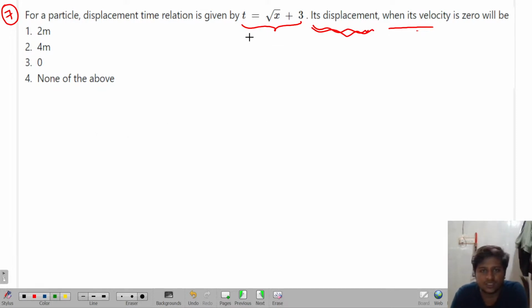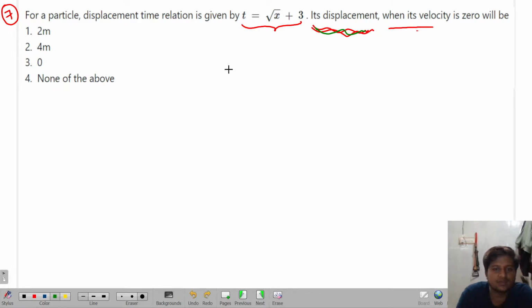Okay. This question. T is equal to root x plus 3. Its displacement when its velocity is 0 will be. Okay. Time I have given root x plus 3. You have to calculate the displacement when its velocity is going to be 0.